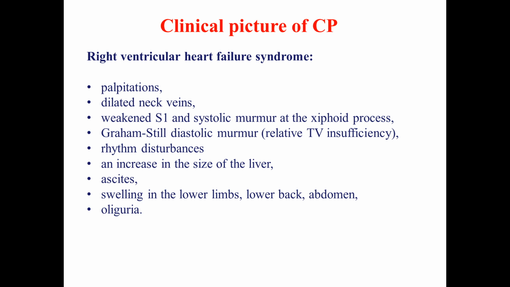Right ventricular heart failure syndrome, when the decompensatory phase develops, may appear as palpitation, dilated neck veins, weakening of S1 and systolic murmur at the xiphoid process, and Graham Steell diastolic murmur, relative tricuspid valve insufficiency, rhythm disturbances, and increasing size of the liver. Hepatomegaly develops, as well as ascites, swelling in the lower limbs, lower back, and abdomen, and oliguria.